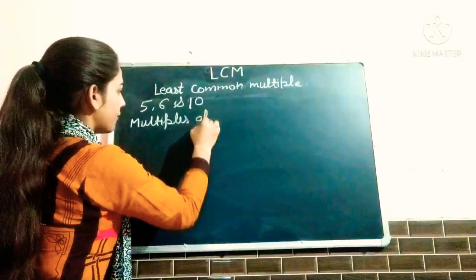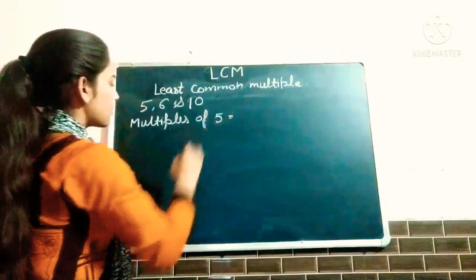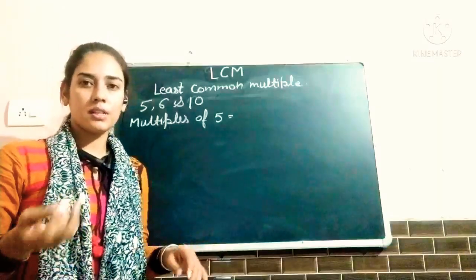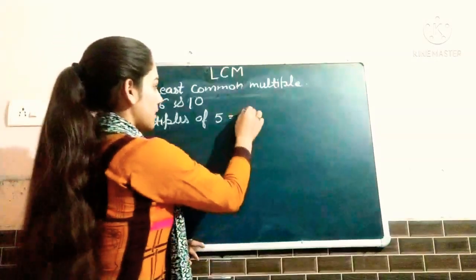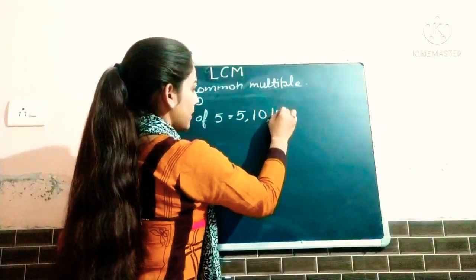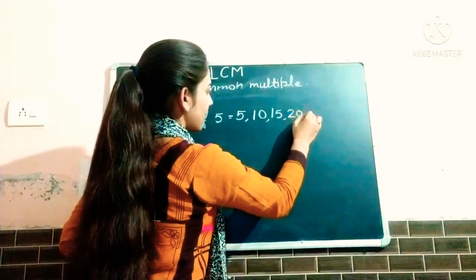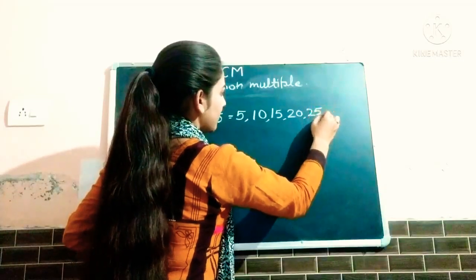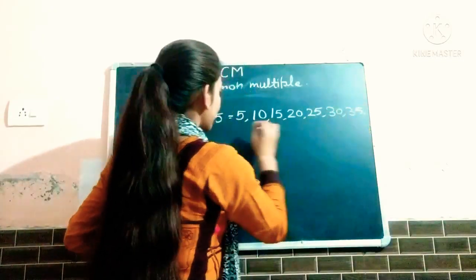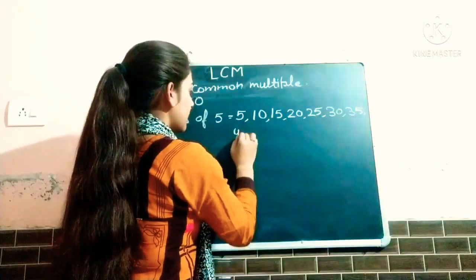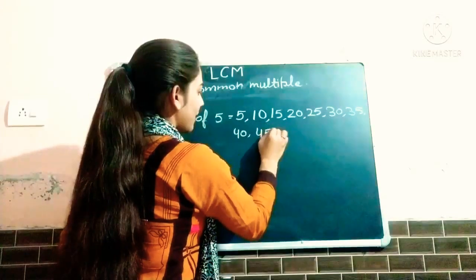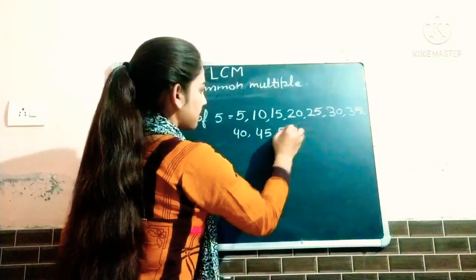Multiples of 5 are, you all know the table of 5. Just write here 5 ones are 5, 5 twos are 10, 5 threes are 15, 5 fours are 20, 5 fives are 25, 5 sixes are 30, 5 sevens are 35, 5 eights are 40, 5 nines are 45, 5 tens are 50.